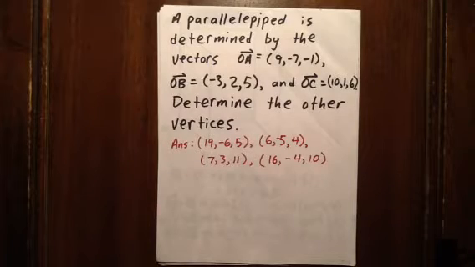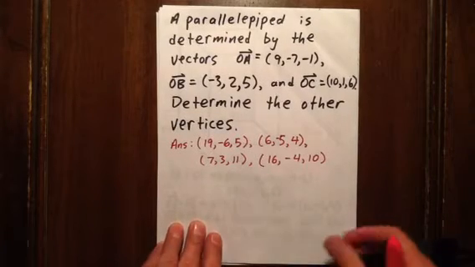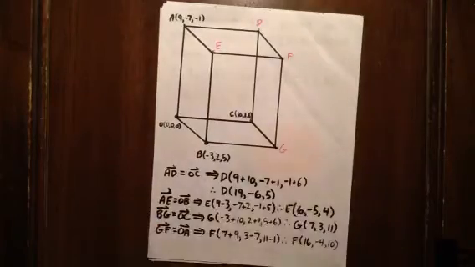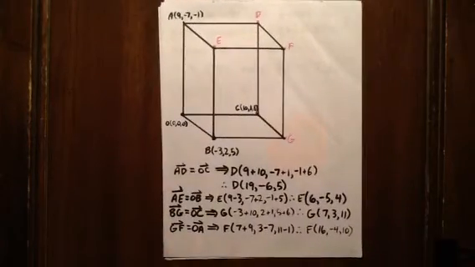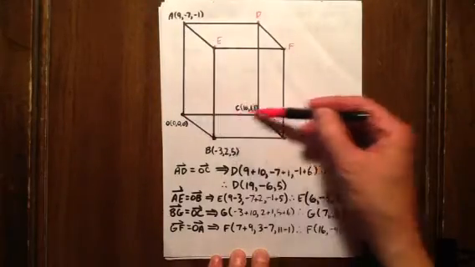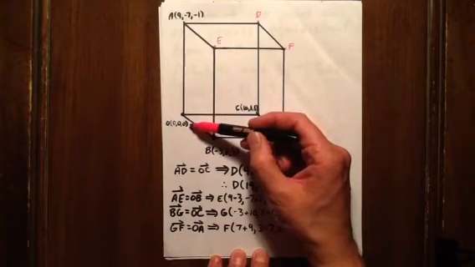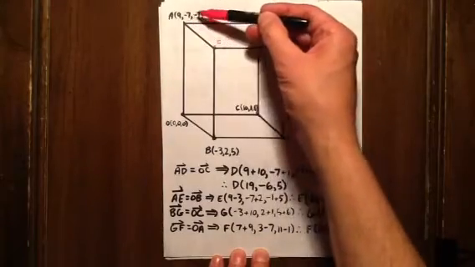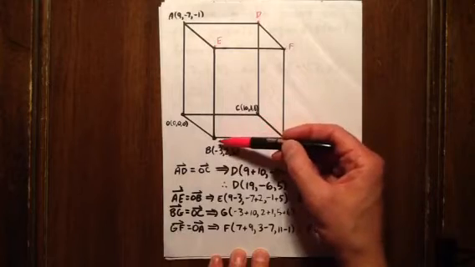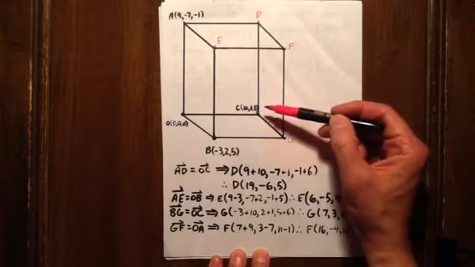In this question, we're told that a parallelepiped is determined by certain vectors, and we want to determine the other vertices. Well, the vectors that determine the parallelepiped are OA, OB, and OC. O can be given the coordinates 0, 0, 0. A is 9, negative 7, negative 1. B is negative 3, 2, 5. And C is 10, 1, 6.